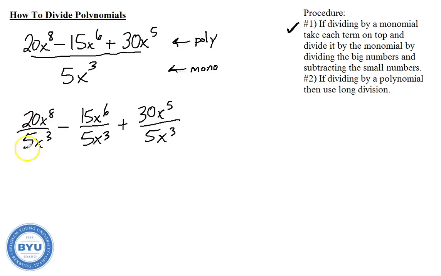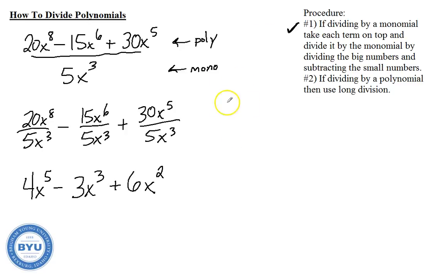Now I'm going to divide these. We divide the big numbers like normal. 20 divided by 5 is 4. And with the little numbers, remember the exponent rule: when we divide exponents, you subtract the numbers. So 8 minus 3 would be 5. Again, divide the bigs. 15 divided by 5 is 3. And subtract the smalls. 6 minus 3 is 3. Divide the bigs. 30 divided by 5 is 6. Subtract the smalls. 5 minus 3 is 2. That's the process of doing that one.